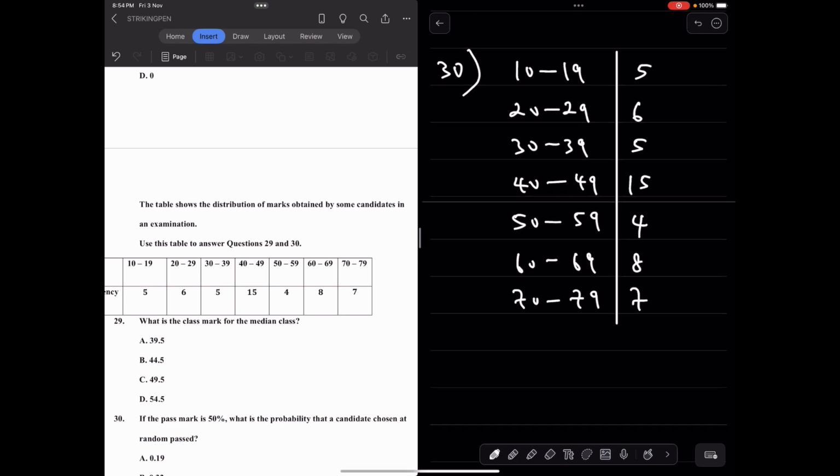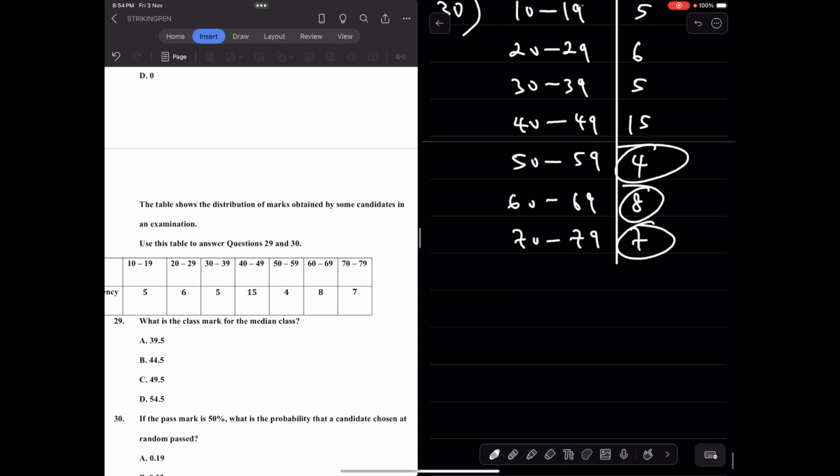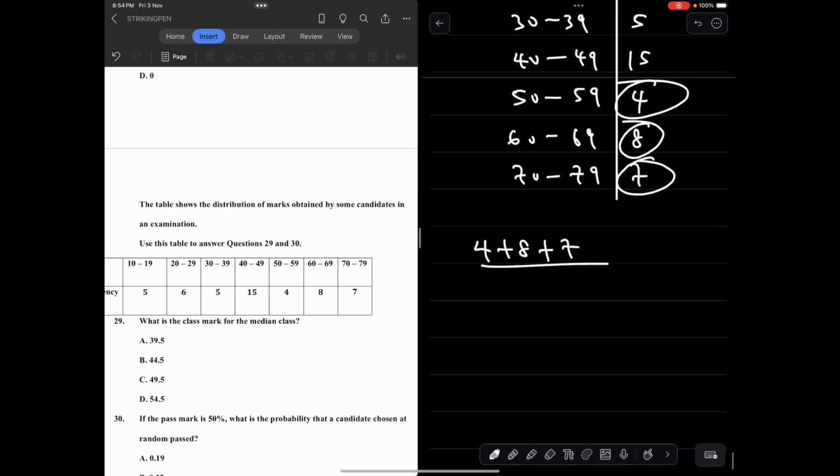So if 50 is the pass mark, that means the students who passed are those who got 50 and above. That's going to be 4, the students who got 50 to 59, plus 8, those who got 60 to 69, plus 7, those who got 70 to 79. So the probability that a student chosen at random passes is going to be 4 plus 8 plus 7 divided by the total number of students, which is 50.